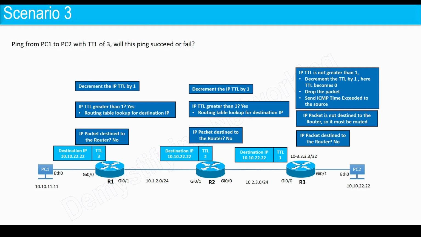In this case, the IP TTL value of the received packet is not greater than 1. So in this case, the router R3 decrements the TTL value by 1 and the TTL becomes 0. Router R3 then drops that packet and sends an ICMP time exceeded message to the source. So the answer to this scenario-based question is the ping from PC1 to PC2 with a TTL value of 3 will fail.